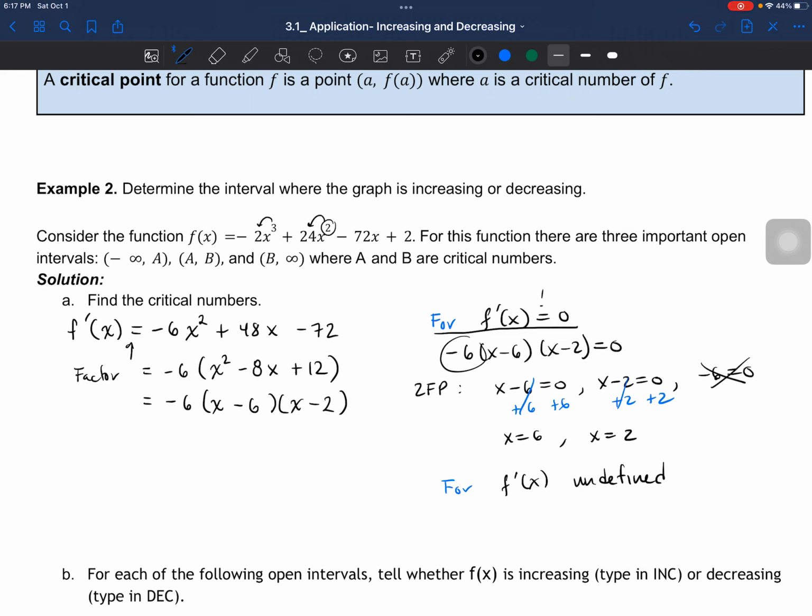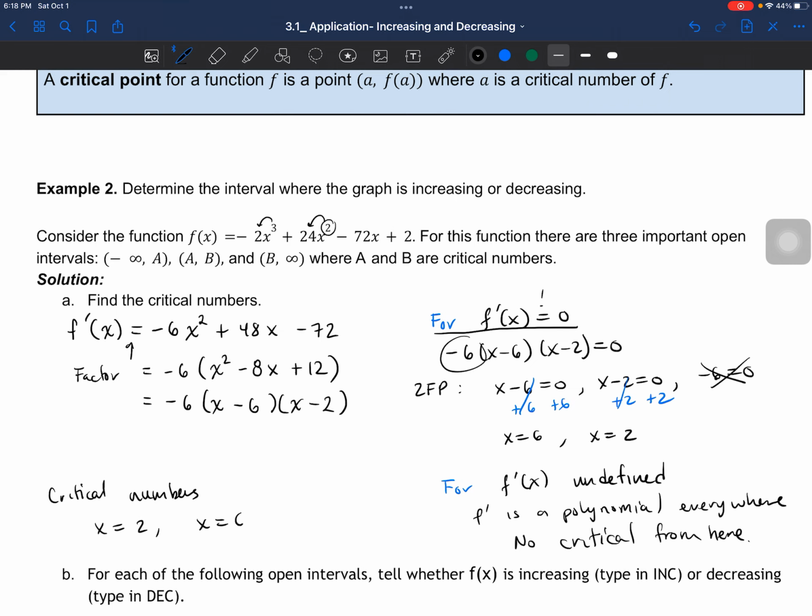Now we can assure you that this is never going to happen. The reason why the derivative cannot be undefined is because f prime is a polynomial, and this is defined everywhere. So therefore, this cannot be undefined. So there's no critical numbers from here. Nevertheless, you still gotta check, right? So the only critical numbers we found were x equals 2, x equals 6.